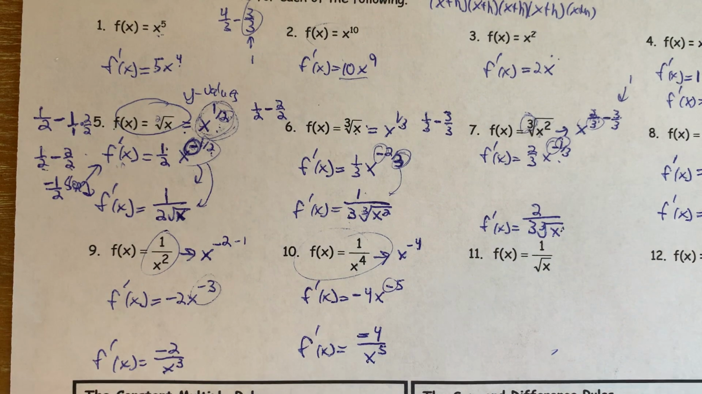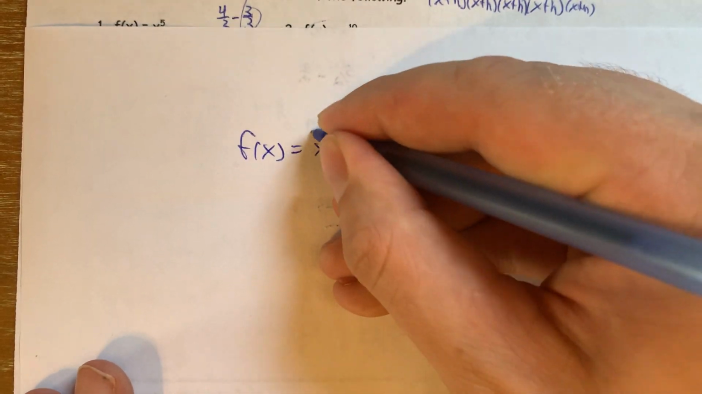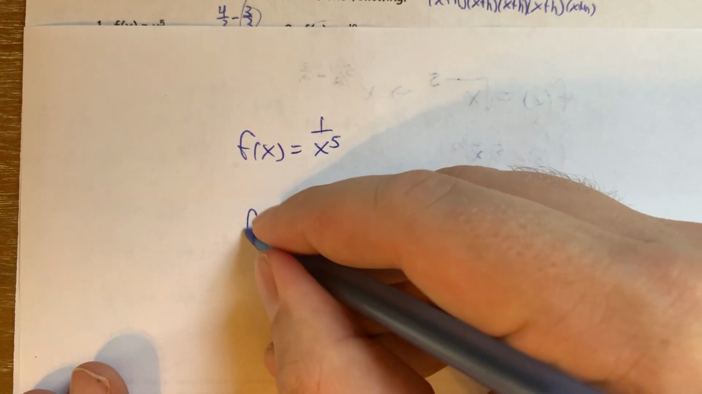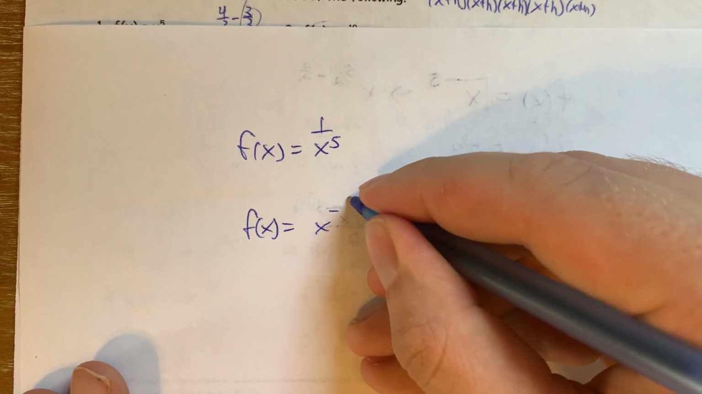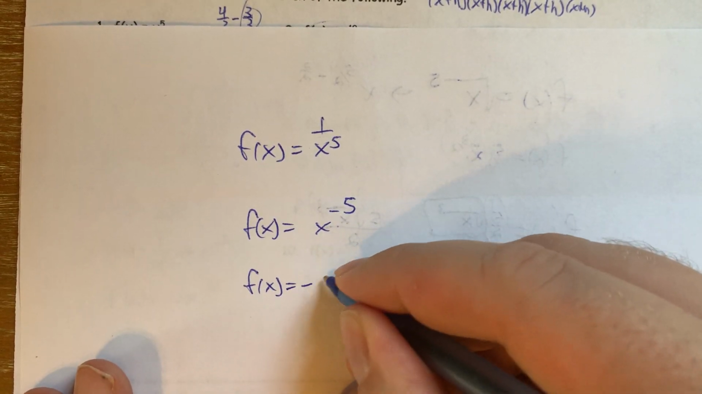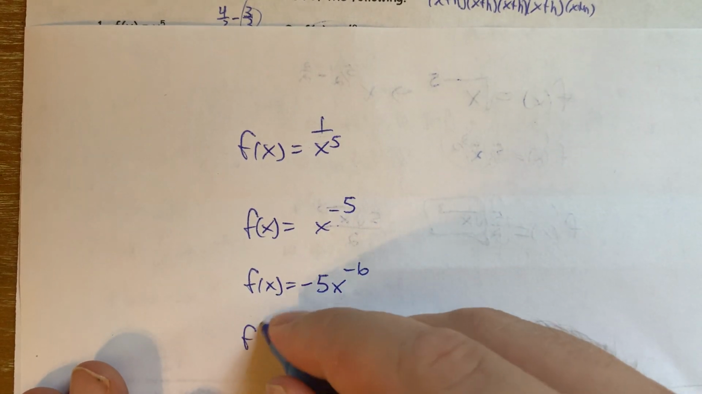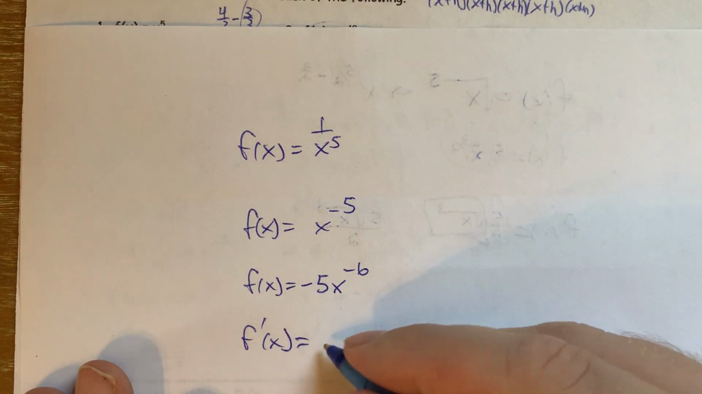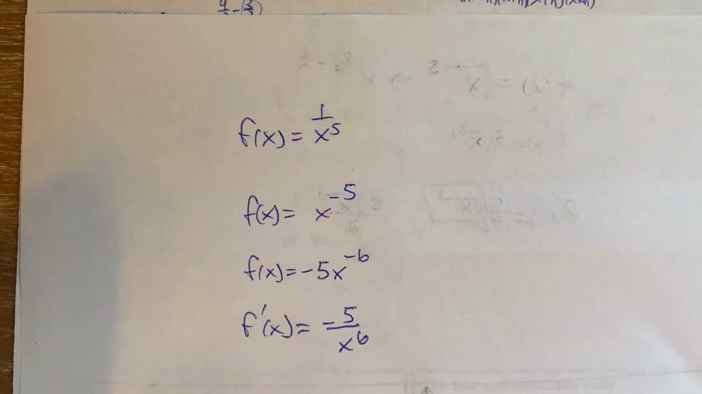I sometimes see kids kind of mix and match, where they're like, f of x equals 1 over x to the 5th, and they'll be like, f of x equals x to the negative 5th, which is great so far, and then they'll put f of x equals negative 5x to the negative 6, f prime of x equals negative 5 over x to the 6th. And this has a very serious error in it.